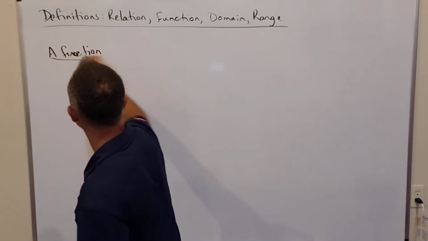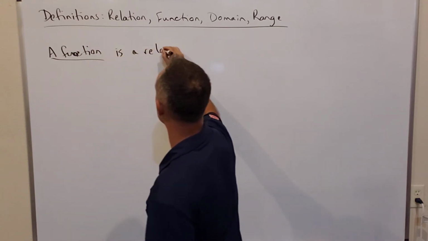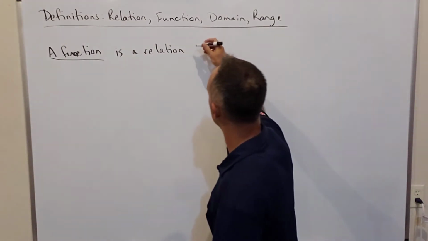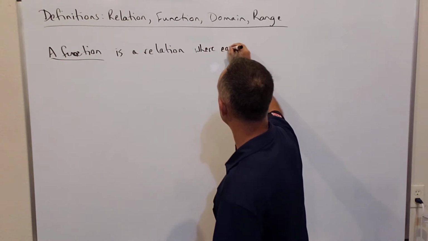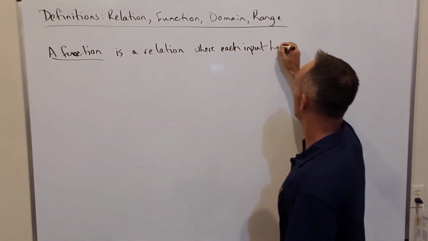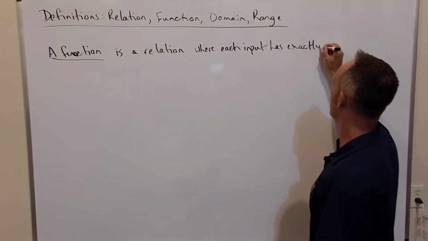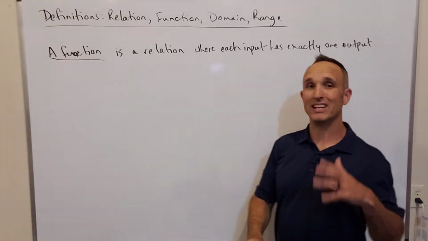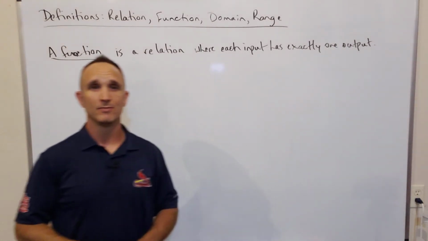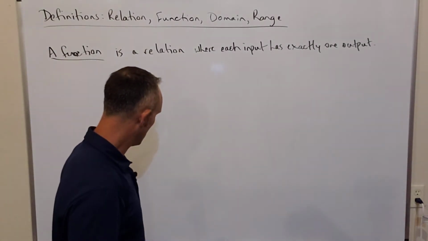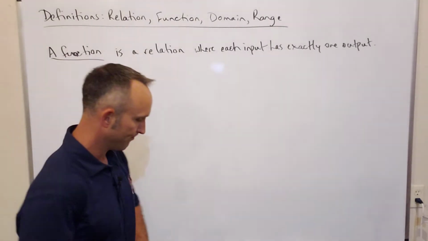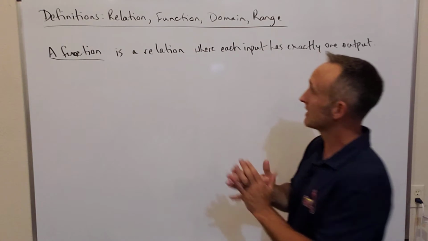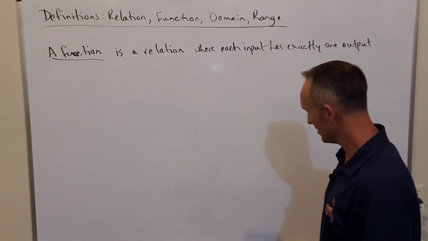A function is a relation. It's still a relationship between inputs and outputs, but it's a relation where each input has exactly one output, okay? So in other words, you can't have any inputs with more than one output. That may be something you want to write down if you're taking notes. You can't have more than one output. You can only have one output. One answer when you give it something, right? Okay, so let's practice the concept of relation, function, domain, and range now.